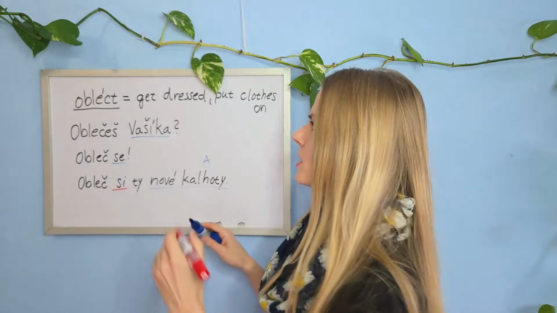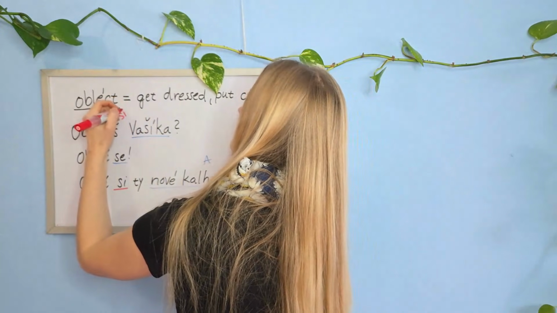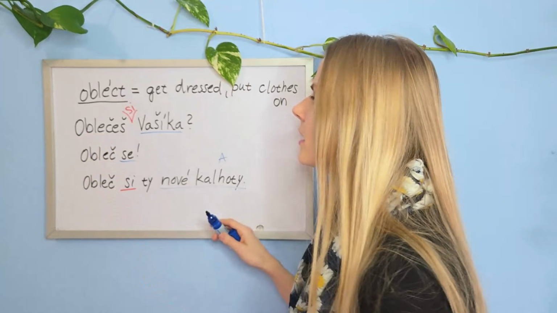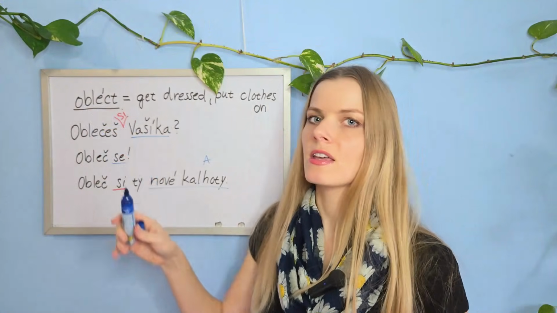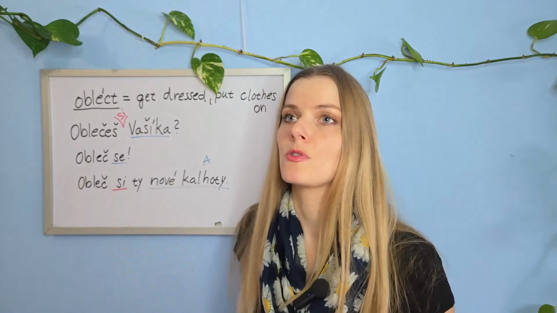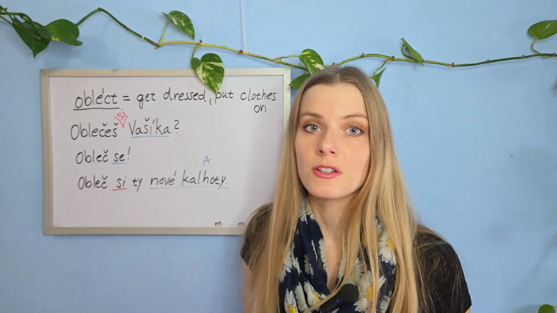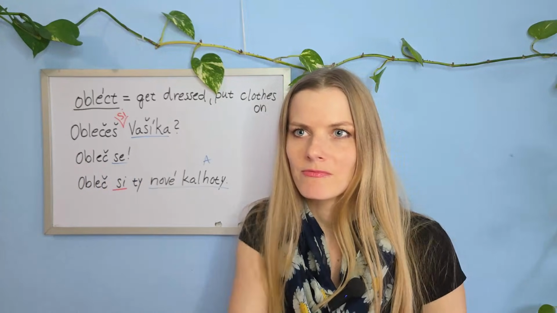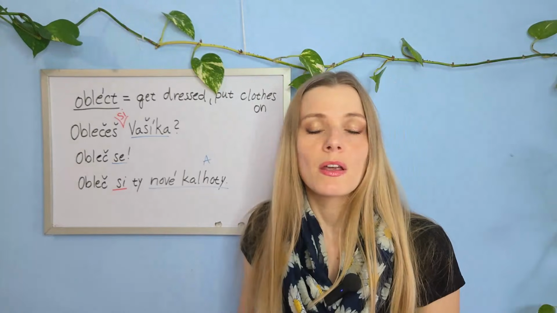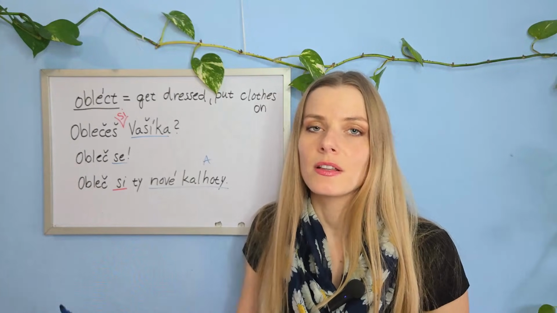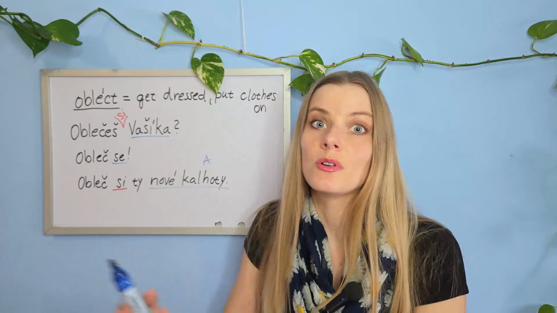A question. What happens if you hear this sentence? Oblečeš si vašíka? This si emphasizes that vašík is yours. So, I don't know, it could be out of frustration. Like, hey, can you dress Vašek? I am so tired of him. Or parents at a party, one parent telling the other, oh, can you dress up your vašík? It's also possible.